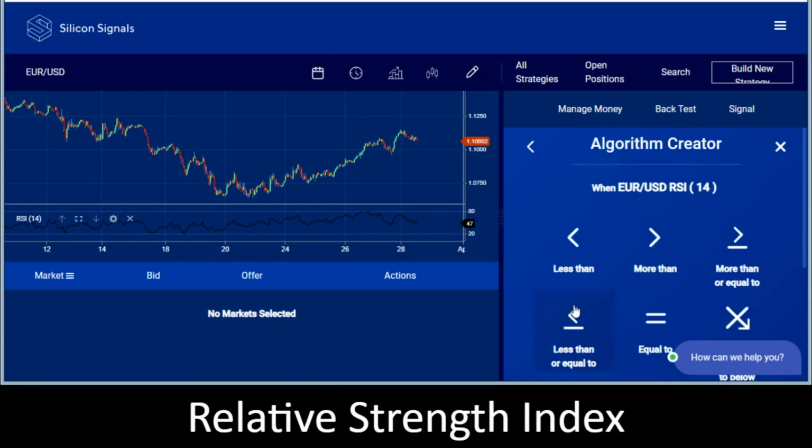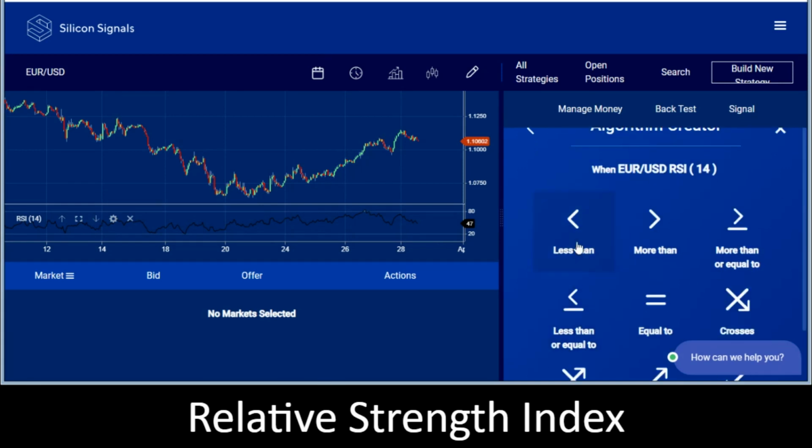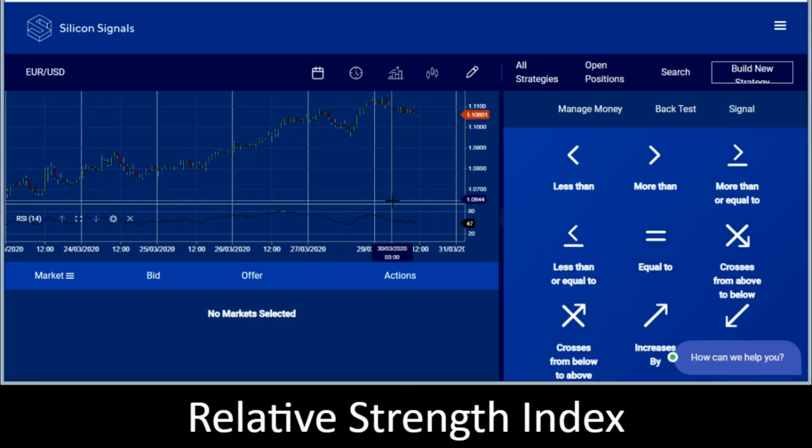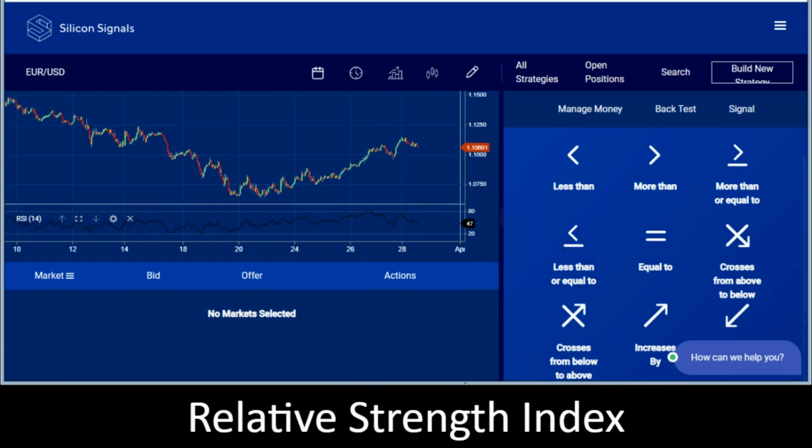And in terms of how we can use it, we can use it as above than, more than. We can have crosses of an RSI. We can have moving from below to above, above to below. We can have it equal to. So there's a lot of particular settings you can have for this RSI indicator. But I just wanted to introduce it to you and see how it goes.